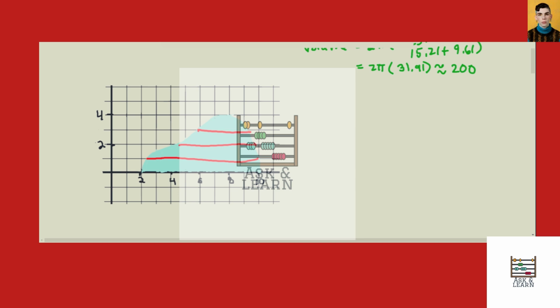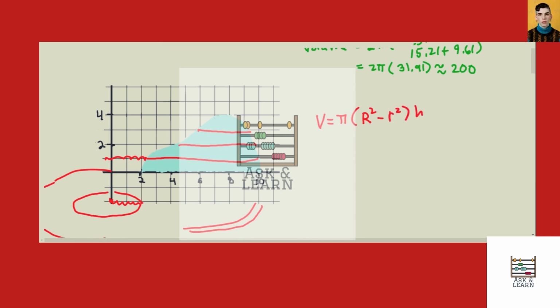If I send this one around, you can see that it's going to be a big old disc with a hole in it. This gap right here between here and here makes this hole. So to find the volume of that, you have to do pi, the big radius squared minus the small radius squared, times the height. So what you're doing is the big cylinder minus the little cylinder, which is the hole.